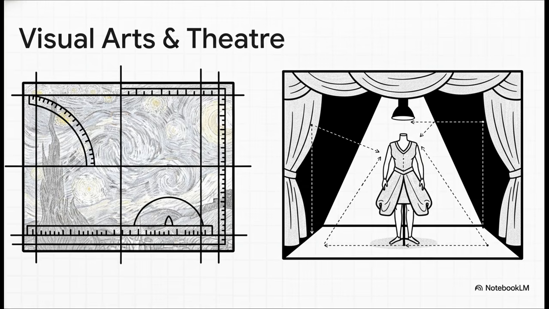And over in the visual arts and theater, the rules are exactly the same. Even when we look at a highly emotional painting like Van Gogh's The Starry Night, a formalist isn't trying to diagnose his psychology. We're objectively measuring his use of shape, line, spatial balance, and color contrast. Same goes for theater. When studying Wole Soyinka's The Lion and a Jewel, we analyze the stage arrangement, costume design, and performance structure as one unified whole.